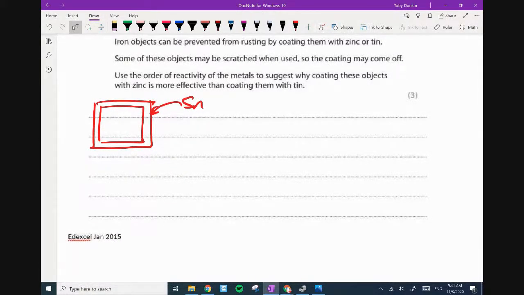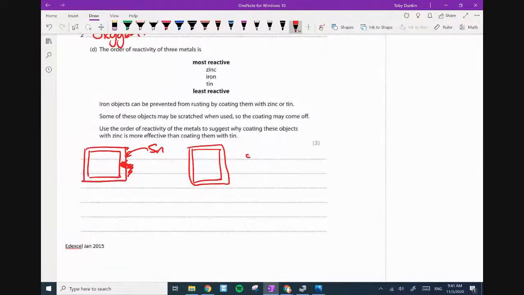Anyway, so the tin layer is purely protective in terms of it being a coating. And when it's scratched, it'll then rust. Yeah, it would rust at that point where the scratch would happen. And the coating would then flake off. But coating it in zinc is much better. The reason being, so 3 marks. First mark is for saying zinc is more reactive than iron. But tin is less reactive.